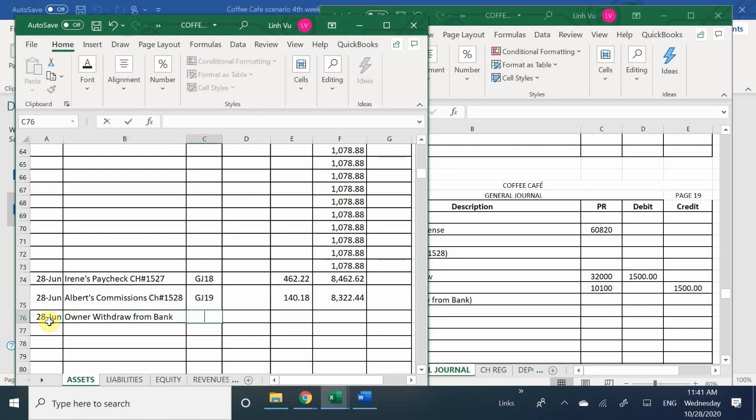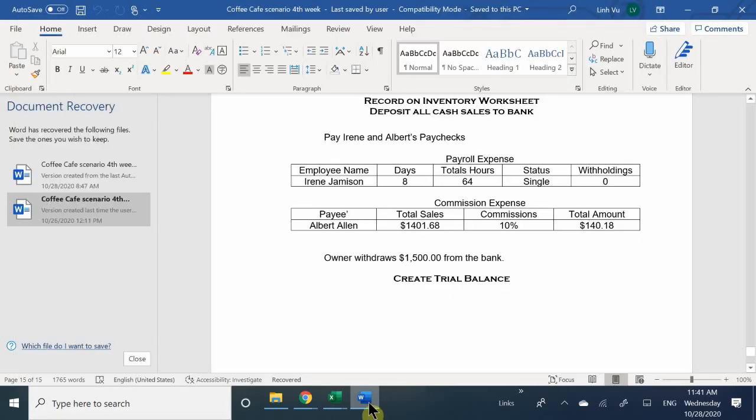Okay. General Journal 19, and I withdrew 1,500, bringing my new grand total to be, what's my new grand total? 6822.44 is my total ending balance in my checking account. Okay, and that is it for the scenario.